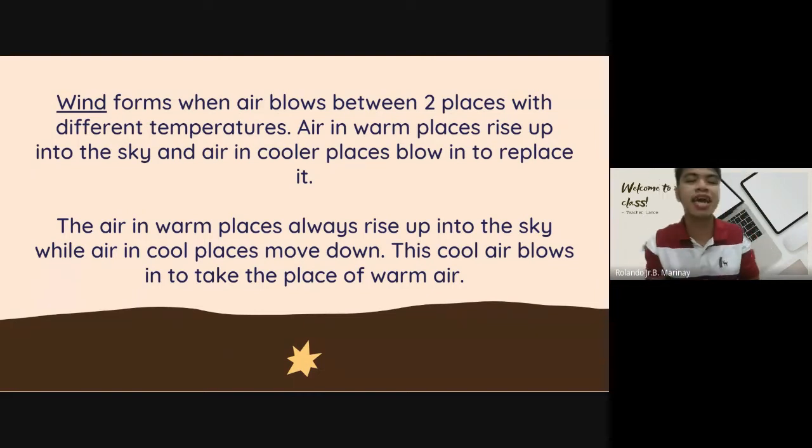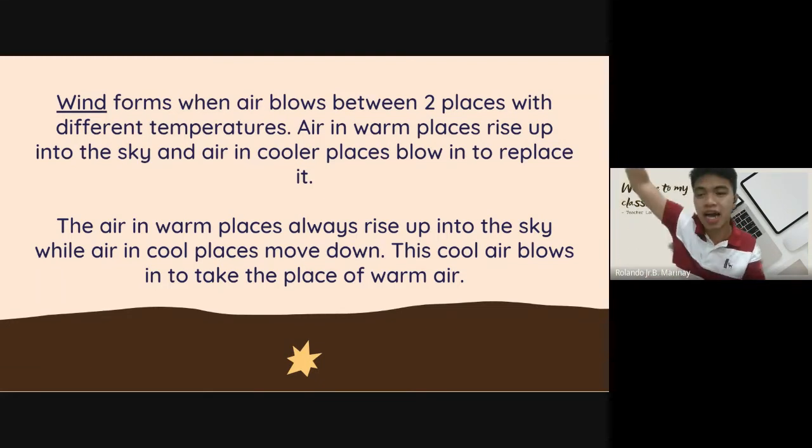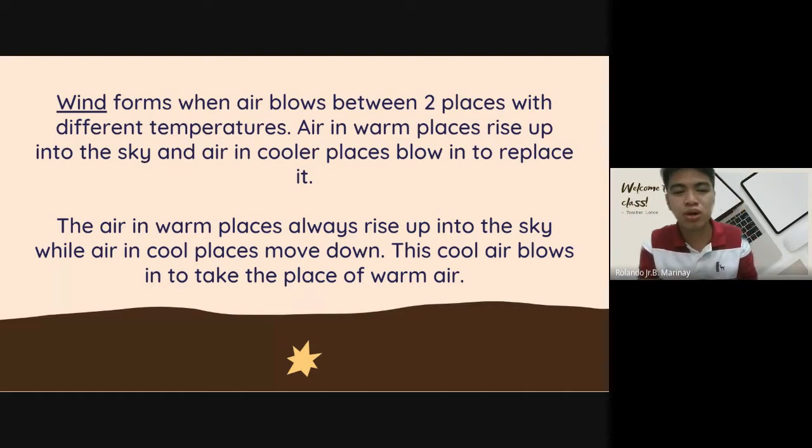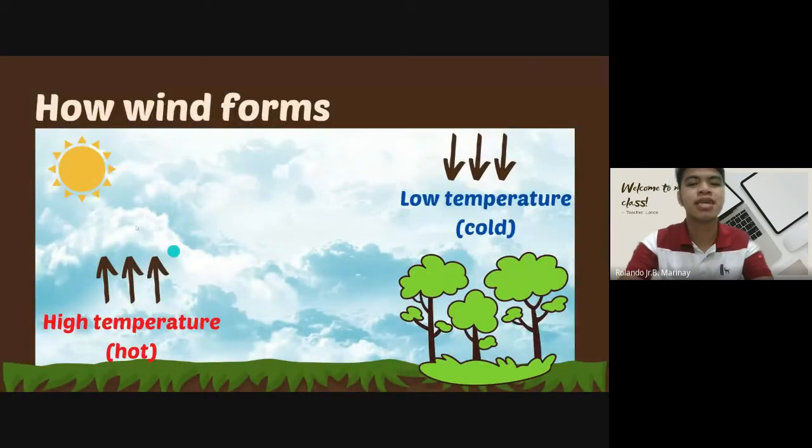The air in warm places always rises up into the sky, while air in cool places moves down. That is why the air conditioner is placed up, right? It is placed in the higher part of the room because the cold air always goes down. Okay, this cool air blows in to take the place of warm air. Okay, so this is how it happens.